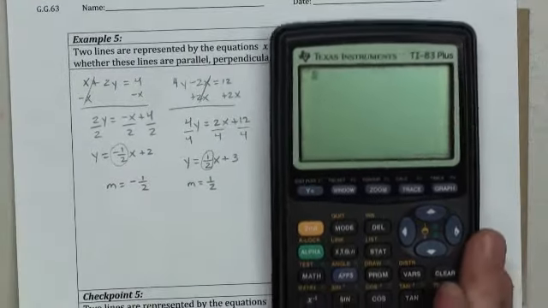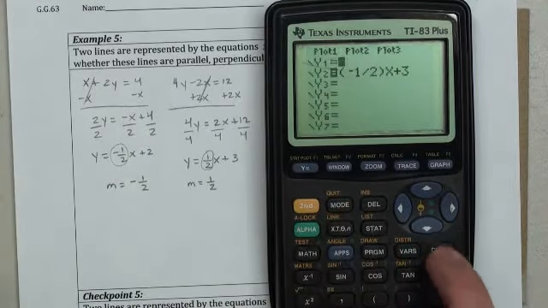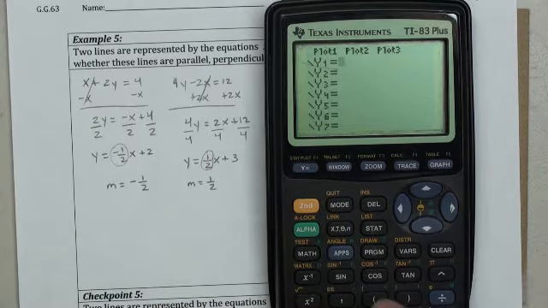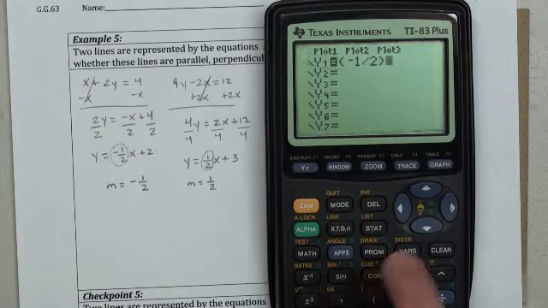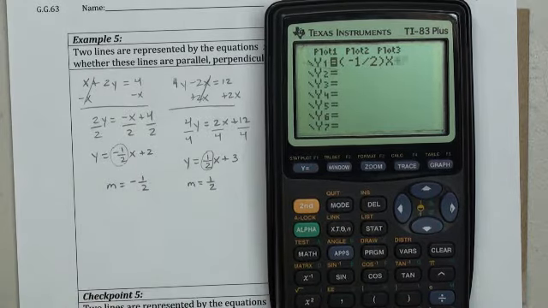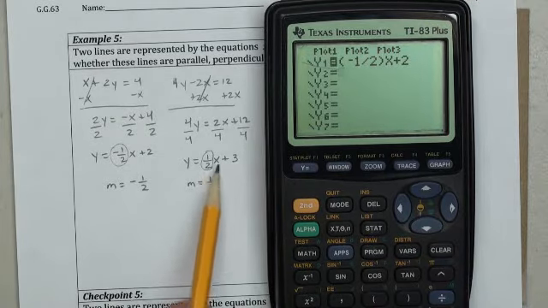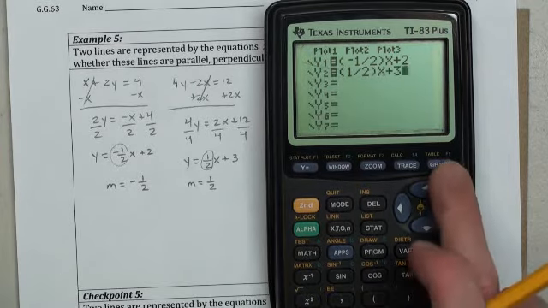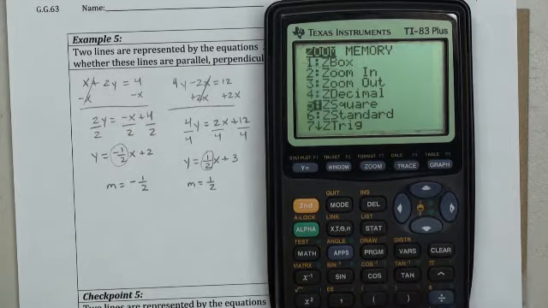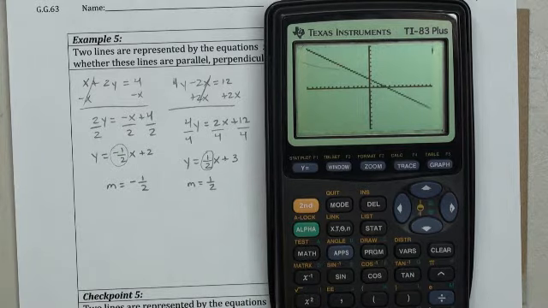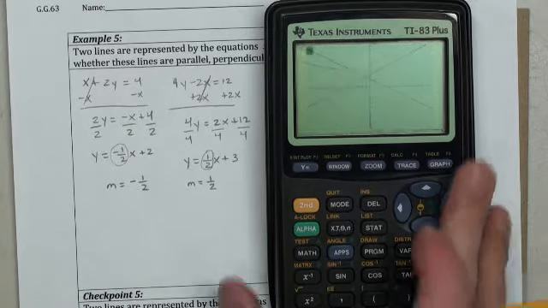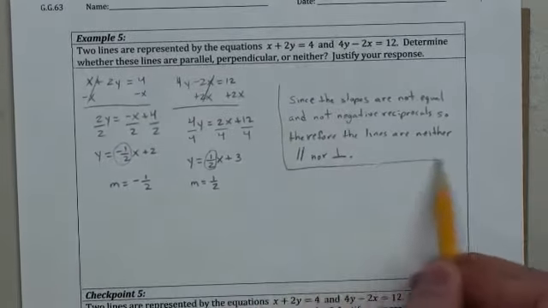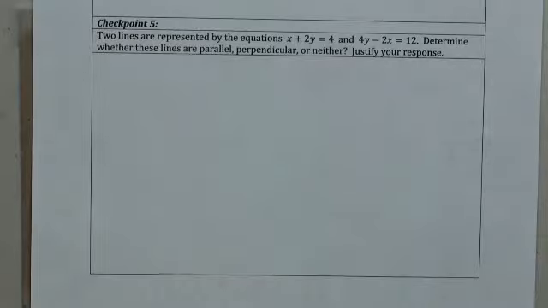Let's check. Y equals, clear, clear, negative 1/2 x plus 2. And then I have 1/2 x plus 3. Remember to put your fractions in parentheses. Now we hit zoom, and z square is what we want to go to. So 5 z square. And you can see they're not parallel and they're not perpendicular. Okay? So this is the justification for that one. You can do checkpoint 5.